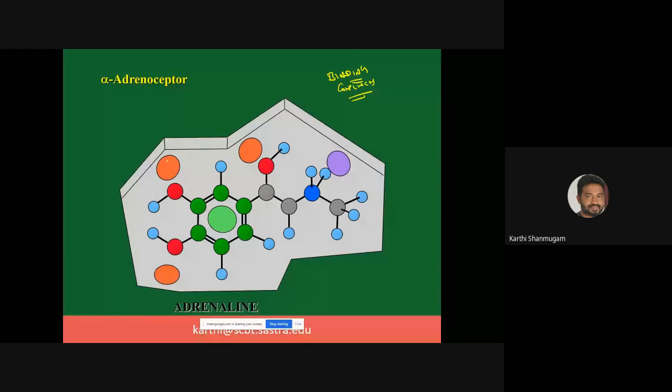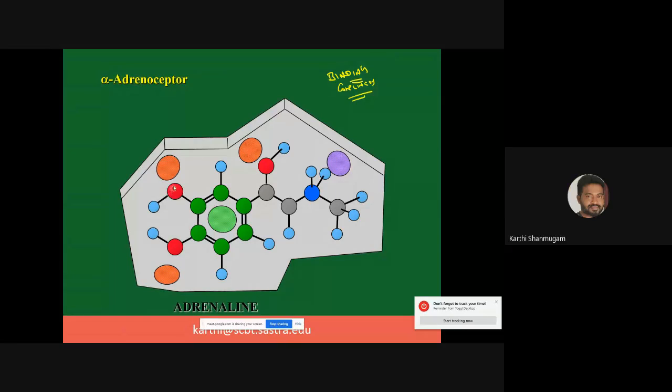What is this region? This region corresponds to hydrogen bonding. What is this atom? Oxygen, I guess. If you have a hydrogen bond donor here, can it make an interaction or not? Yes, it can. So we can say here we have the binding complementarity.